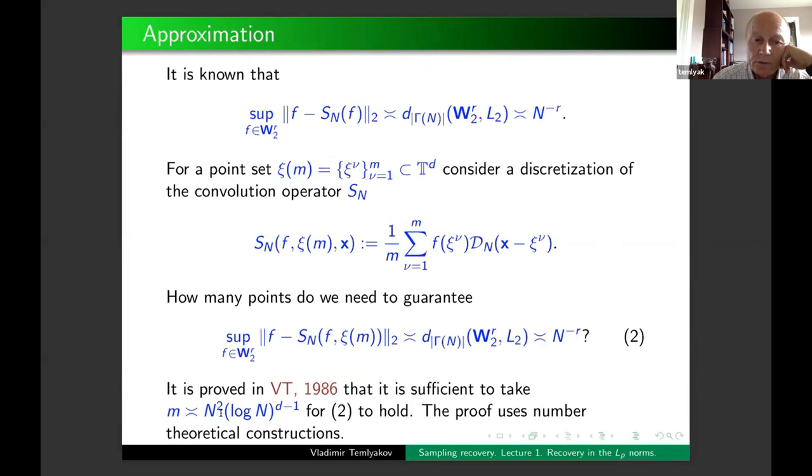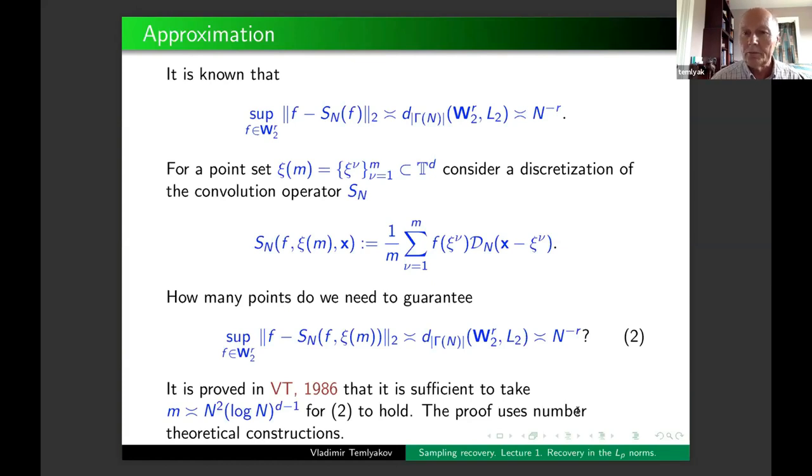But look at the following. In one of my papers it was proved that if we allow M to be N squared, extra log, but at this point it's not that important. If you allow N squared, remember in the univariate case it was N. There were no squares, that was just N, but here N squared, then we can do this.